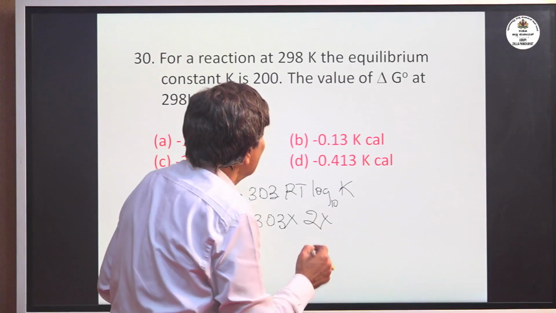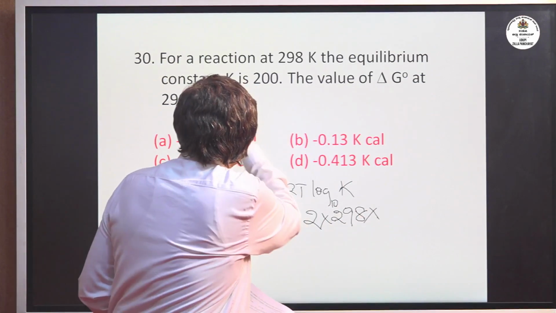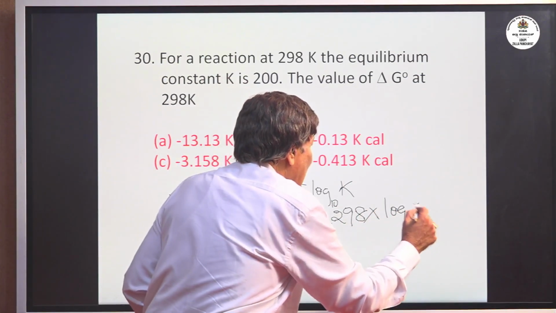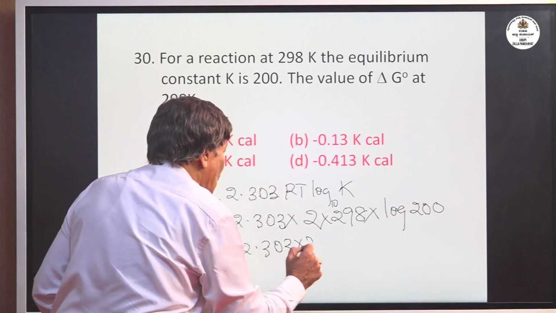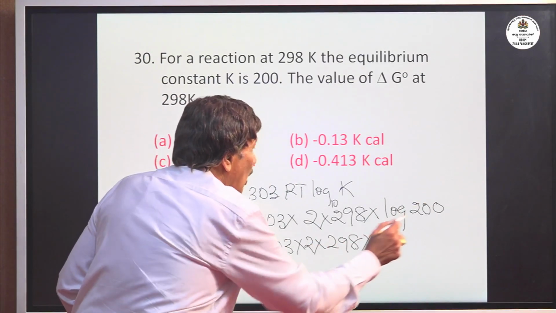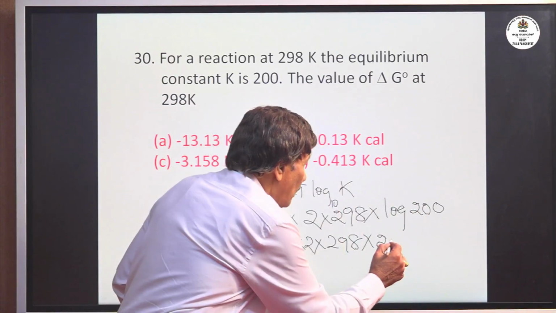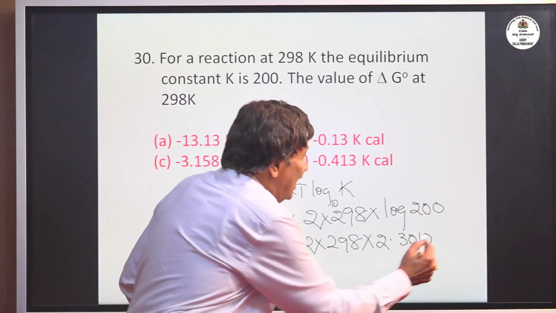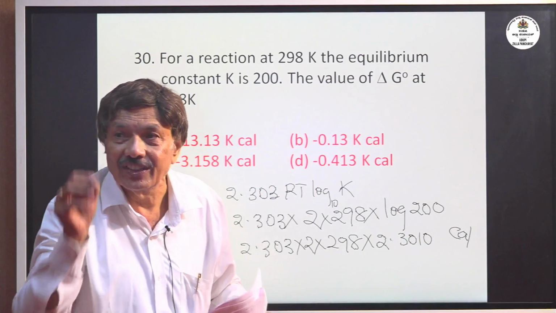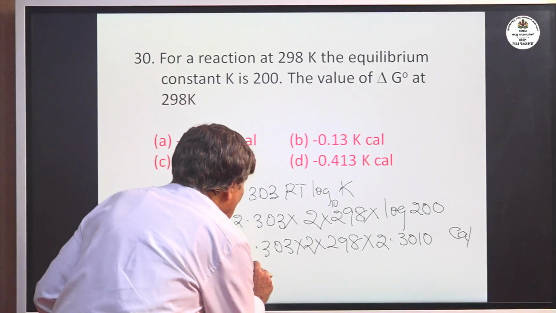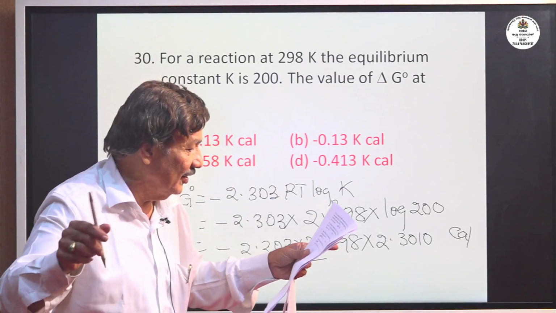Then T is 298 Kelvin, and the equilibrium constant is 200. So minus 2.303 into 2 into 298 into log 200. Log 200 is 2 point, the characteristic is 2, and log 2 is 0.3010. This will be in calories. But here the options given are in kilocalories. To get it in kilocalories, you have to divide by 1000. Understood why you have to divide by 1000?